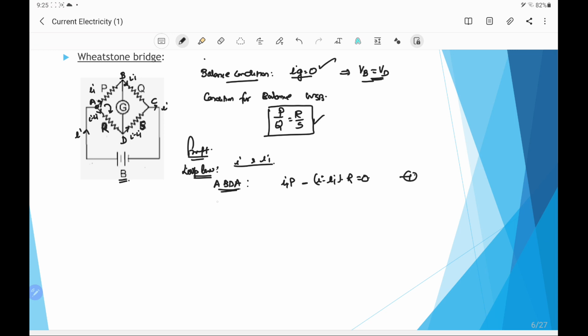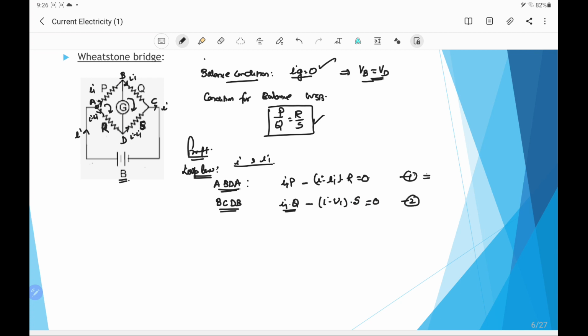Similarly we take another loop, that is B C D B. In this loop again we write the equation and move in the clockwise direction, so it is I1 into Q, taken positive because we are moving in the same direction as the current. This is the voltage drop across Q. Then we reach C. After C we move to D. Here we are moving opposite to the direction of the current, so it is minus I1 into S. And after that from D to B there is no current in this branch, so finally it is 0. This is equation number 2.